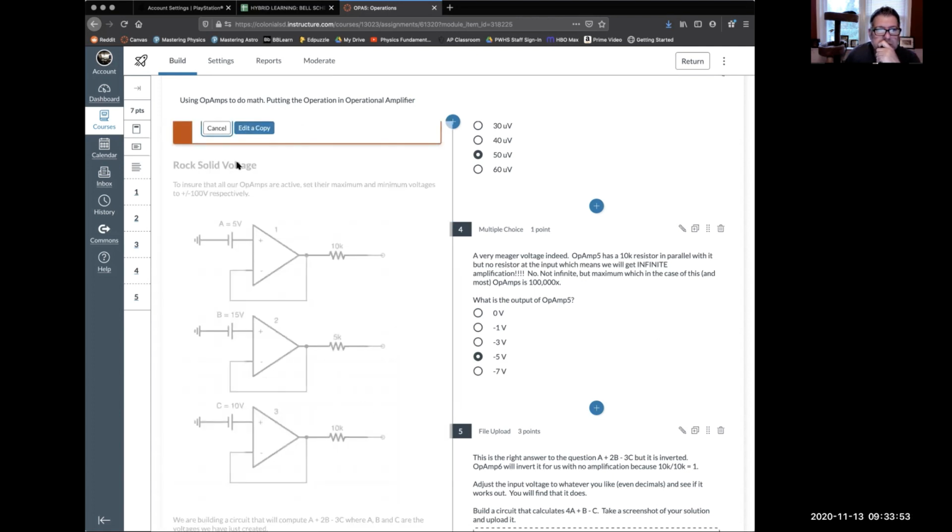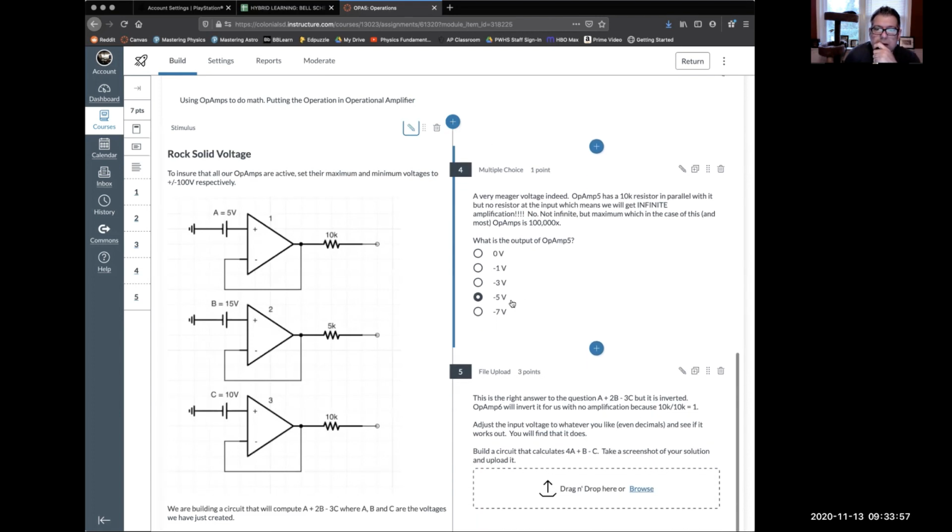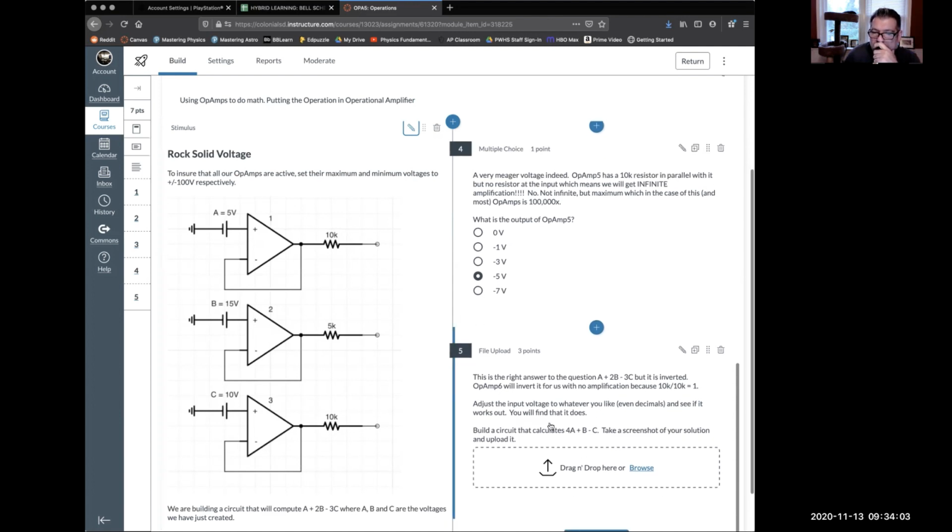Whoops. Everything I click on is a trap. Negative 5 is not the right answer. It's inverted, and so we add an inverter to it.